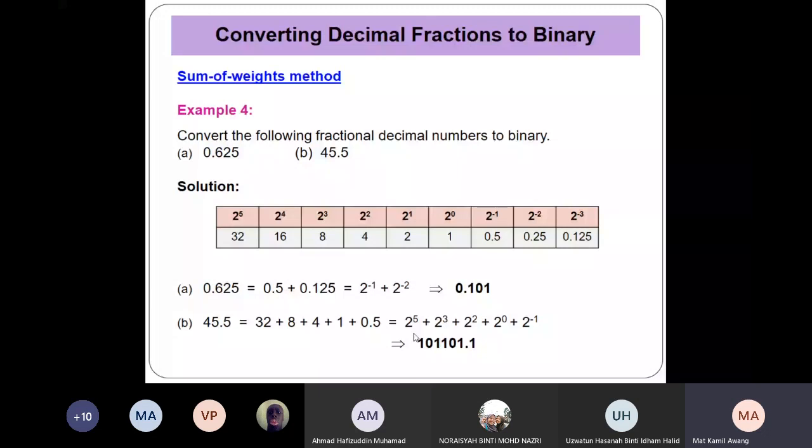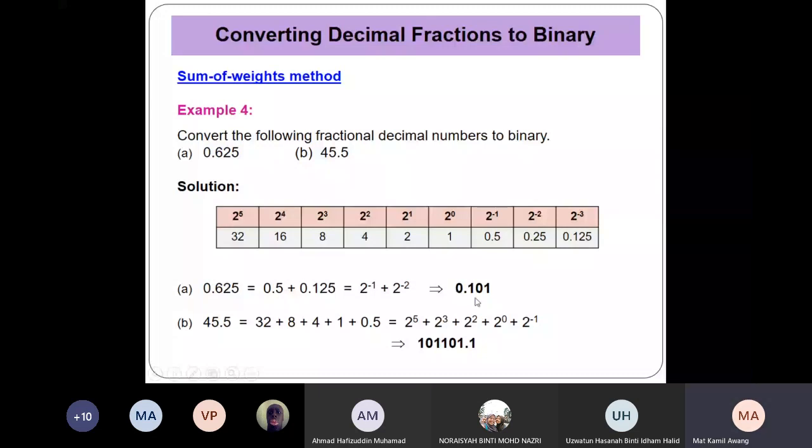For example, let's say that you want to convert 0.625. 0.625 is greater than 0.5. So the first one is 0.5. Then what is the remaining? The remaining is 0.125, which is 2 to the power minus 3. So basically the answer is 0.101.